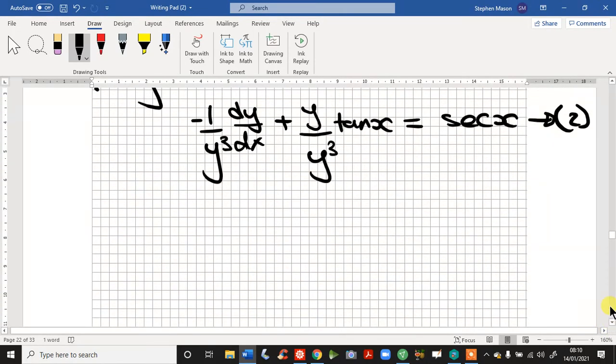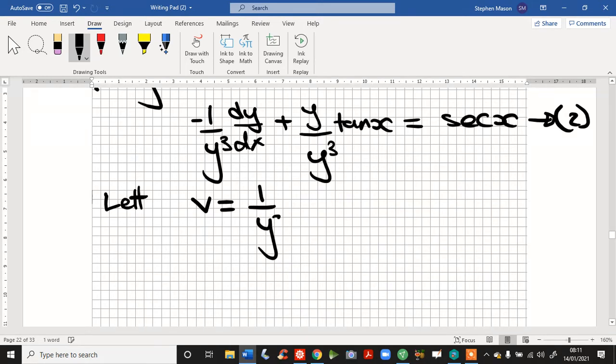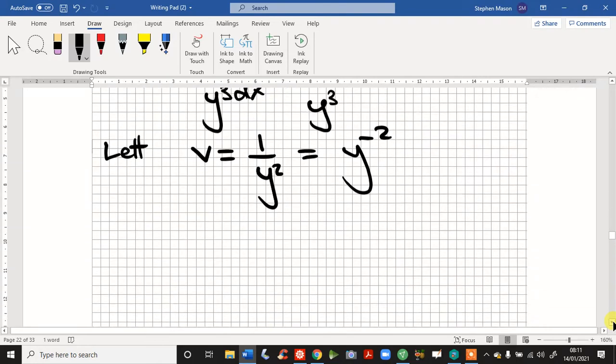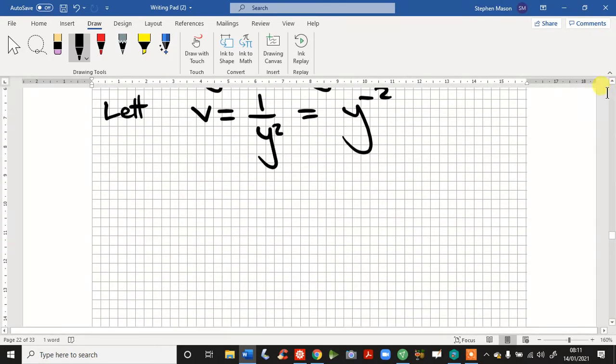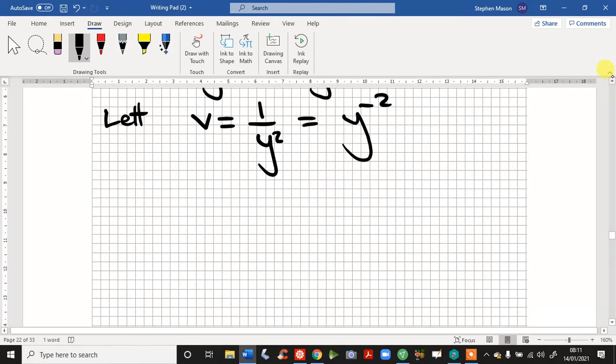Right, okay. Now what we're going to do in the next stage is to use a substitution by letting v equal 1 over y squared, and we can rewrite that as y to the power minus 2.